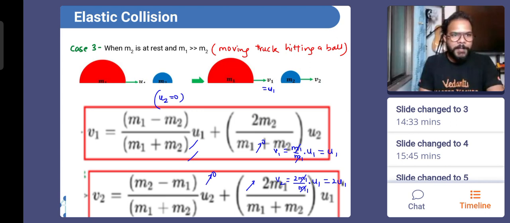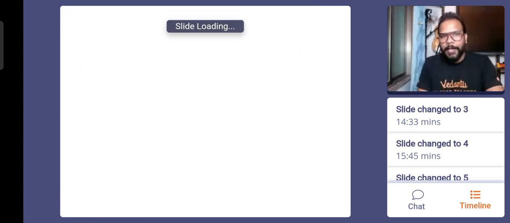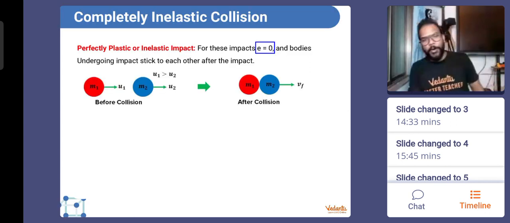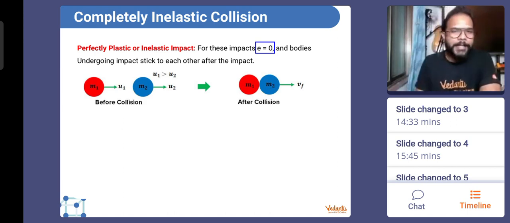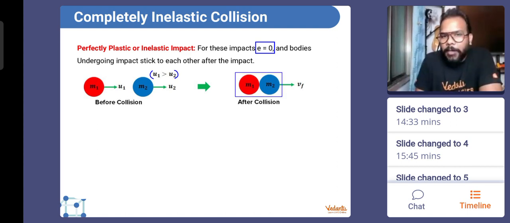Okay, we'll speak about the easiest of the collisions now, and that is perfectly inelastic collision. I just pray for every examination to ask questions from inelastic collision because they are the easiest of the cases. What happens here, guys? Before collision, the situation remains the same: m1, u1, m2, u2, and u1 greater than u2, then only collision happens. But after collision, they become a single body because their coefficient of restitution, e value, is 0. So the two bodies stick to each other. That's why they behave like a single body moving with velocity Vf.